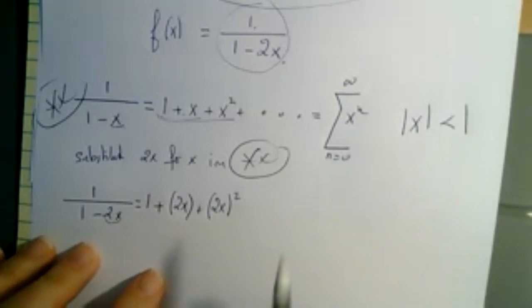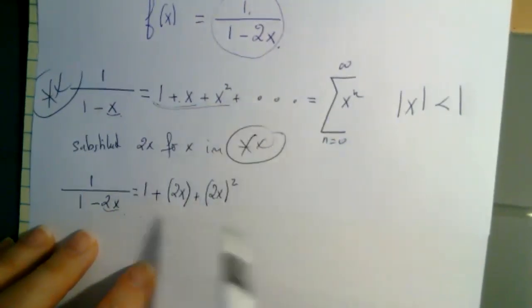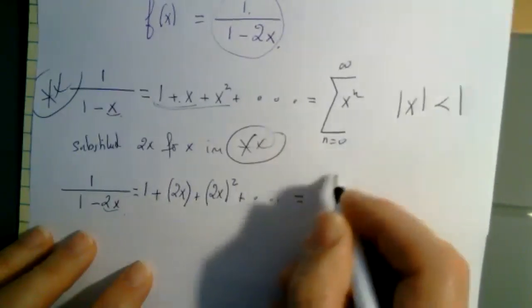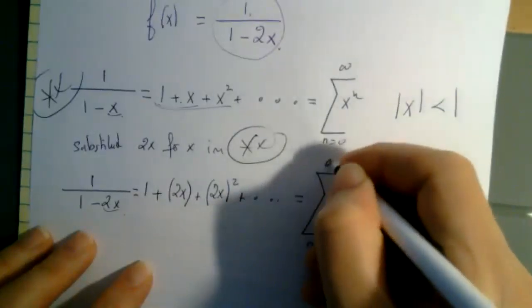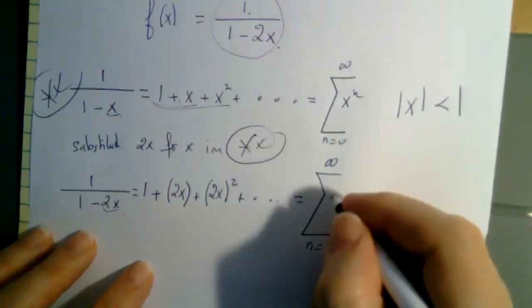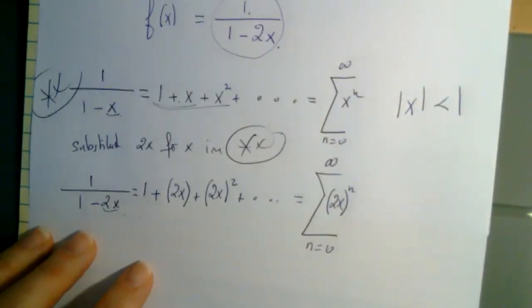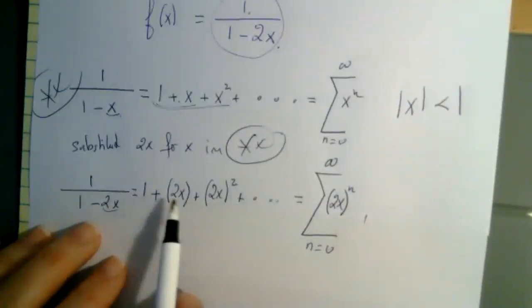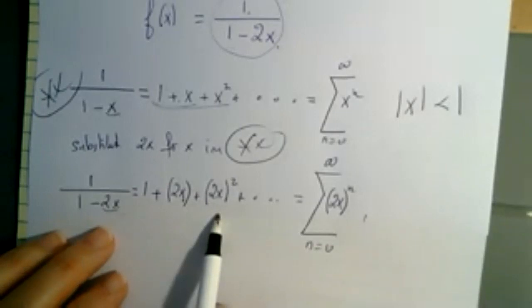x squared. Every time there is x, there is 2x. Plus, etc. So in sigma notation, instead of x, I'm going to have 2x to the power n. But here is the thing. For which value of x will this hold?